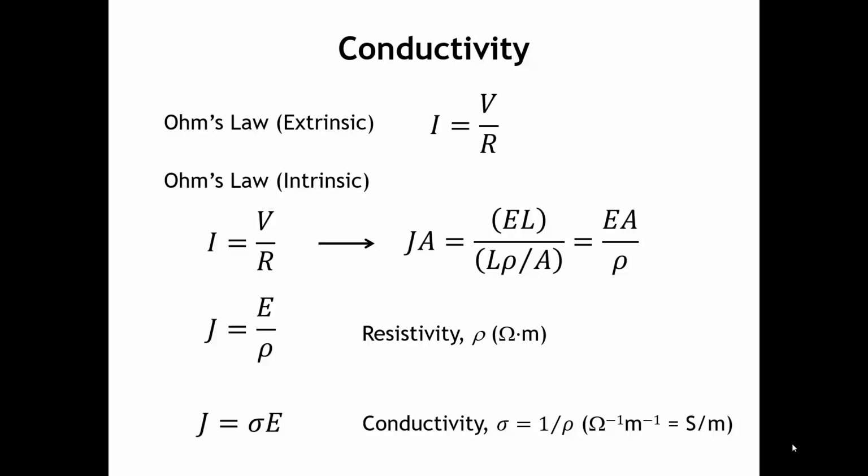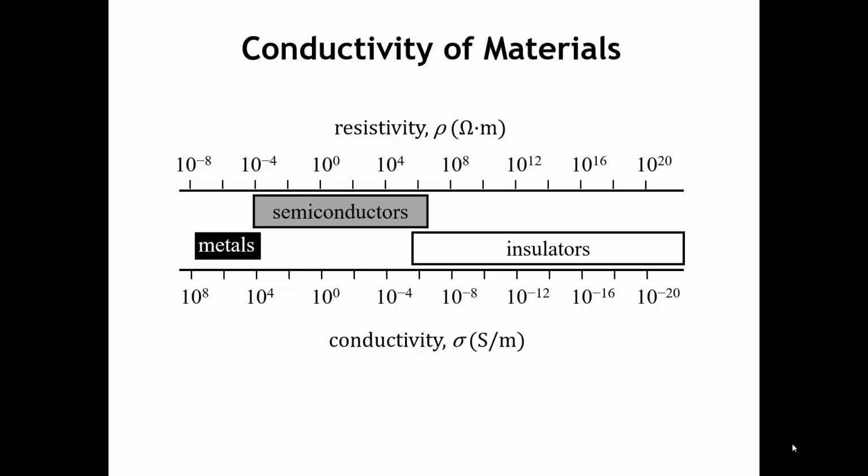Okay, so now that we have this intrinsic definition of the resistivity or conductivity of a material, let's take a look at the kinds of values that we see in materials. The first thing I'd like to say is that as a property, conductivity spans an immense range. You can see here we're spanning 28 orders of magnitude from the very best metals to the most insulating insulators. And not many properties actually span that kind of a range.